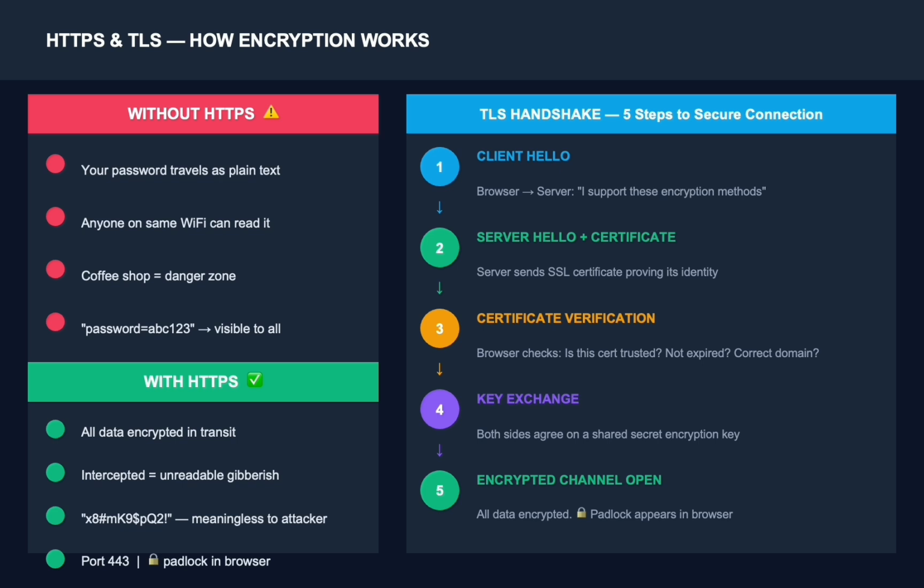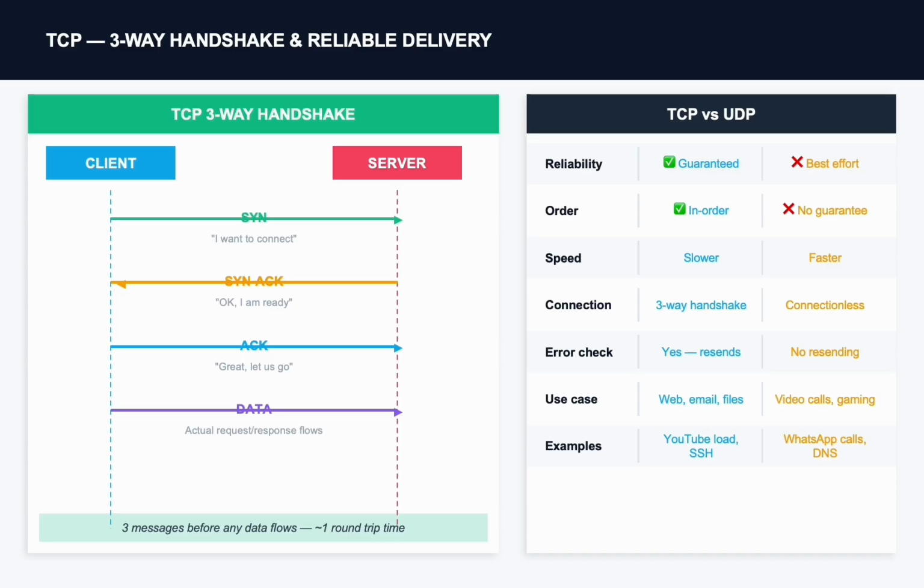in the background. Look at the diagram on the left. See those three arrows. SYN means synchronize. SYN-ACK means synchronize acknowledged. And ACK means acknowledged. This is the TCP three-way handshake. Three messages before any data flows. And this is one of the most important concepts in all of networking.